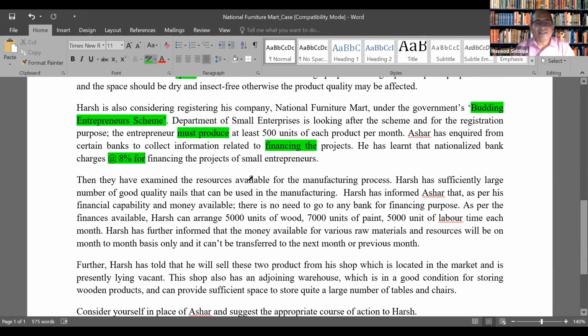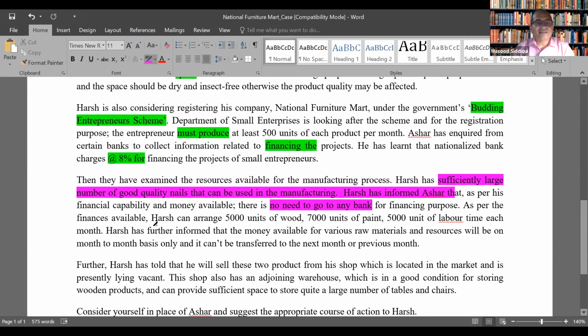Then they have examined the resources available for the manufacturing purpose. Harsh has a sufficiently large quantity of good nails. So the next thing that is considered is that they have a sufficiently large quantity of good nails. Right? Harsh has informed Ashar that as per the financial capability, the money available, there is no need of going towards the bank. Means this loaning is not required.